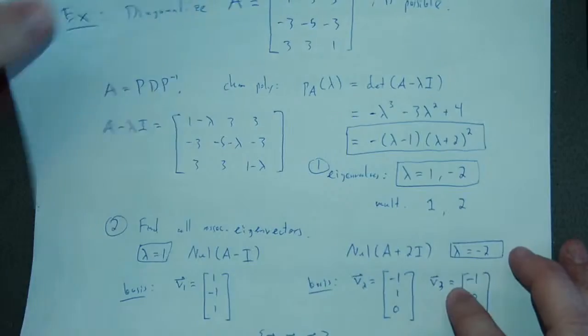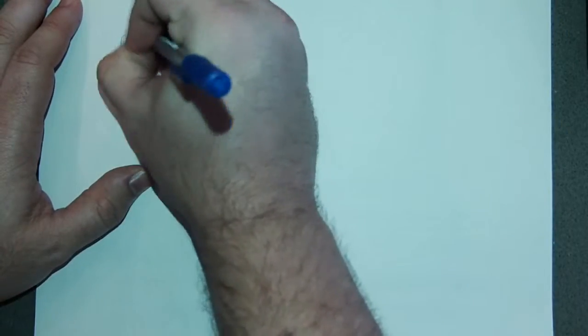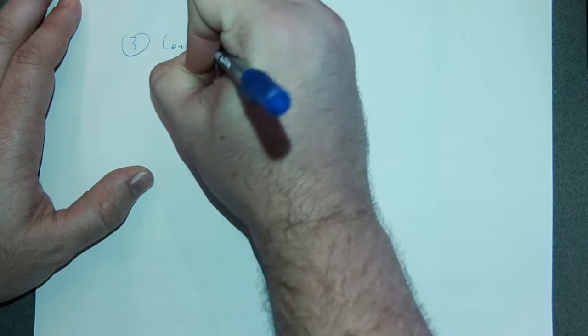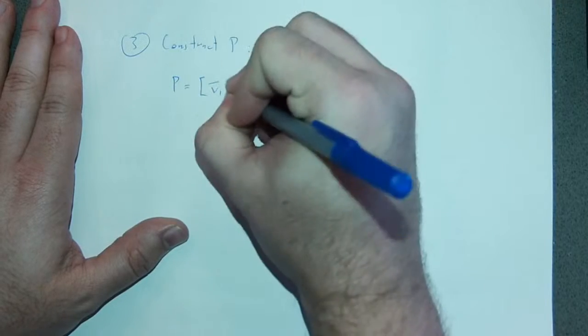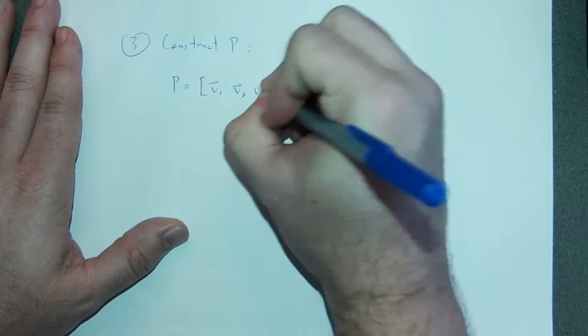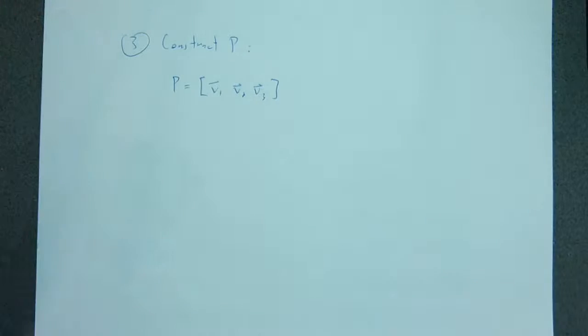Now, how do I construct P? Our third step here is to construct P. Well, its columns are those linearly independent eigenvectors. So I'm going to put them in this order: V1, V2, V3. Did I have to? No. And we'll see how this changes my answer in a second.